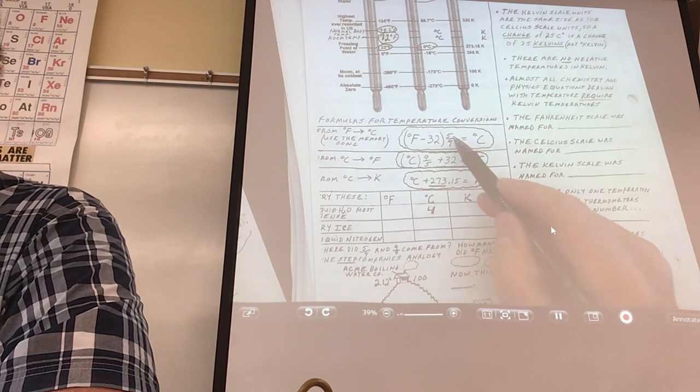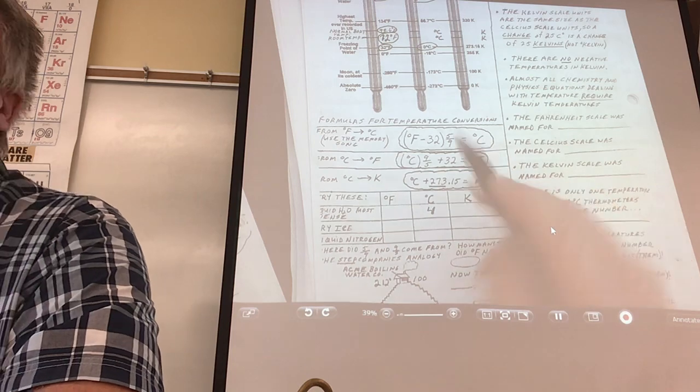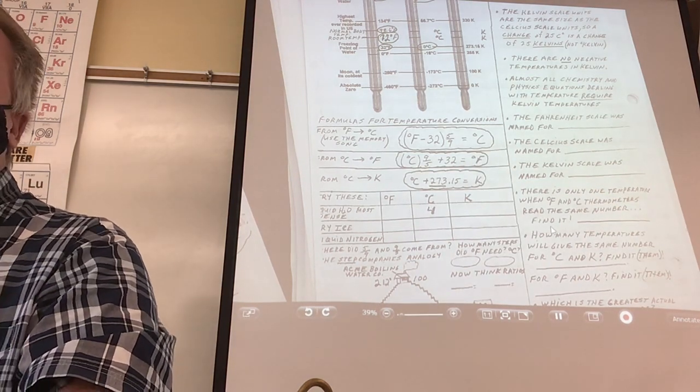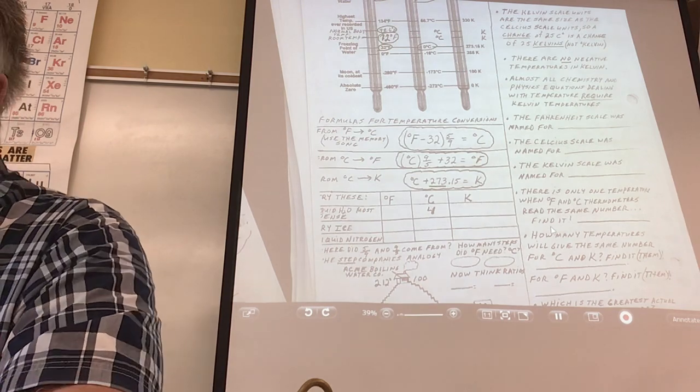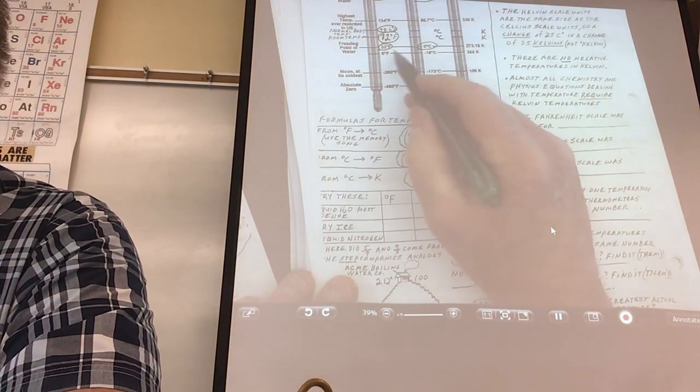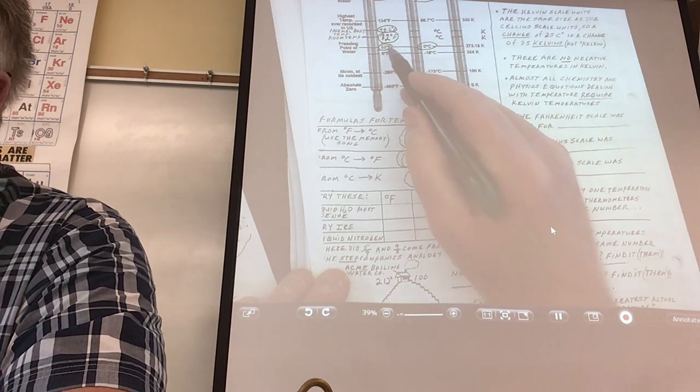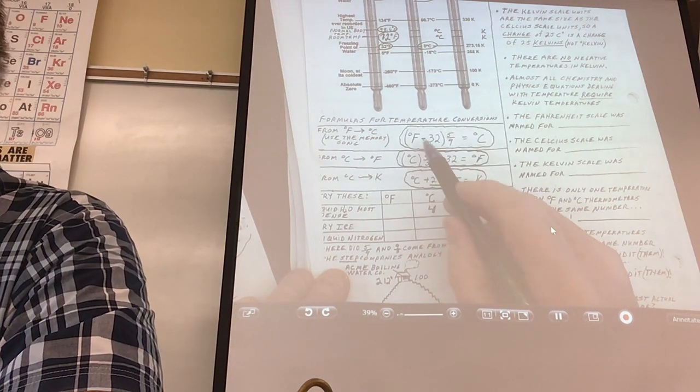Subtract 32, times 5/9. Okay, so what we're going to do here is I'm going to show you that this actually works. Let's go here. What is freezing water in Fahrenheit? Okay, here we go. Ready? Put this in your calculator.